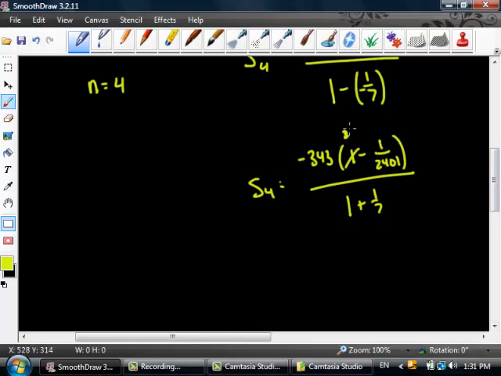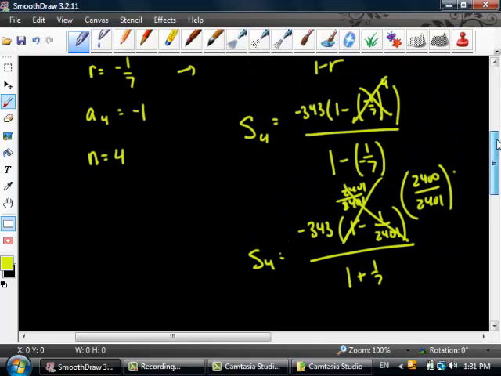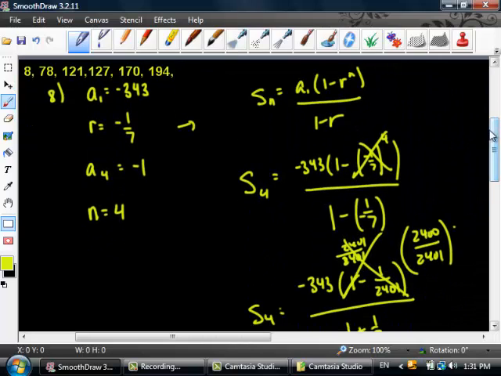1, common denominator is 2401 over 2401. 2401 over 2401 minus 1 over this. All of this stuff turns into 2400 over 2401. And that's being multiplied by, is it negative 343? It's positive 343, right? 343. That should be positive.